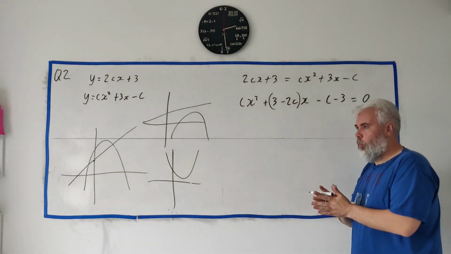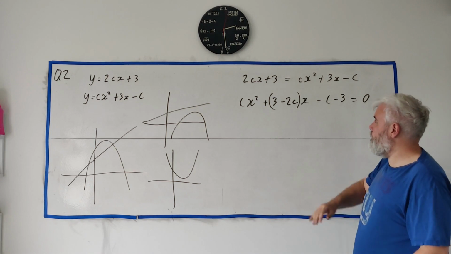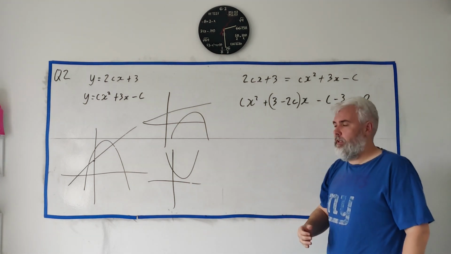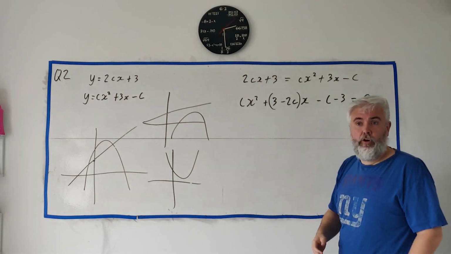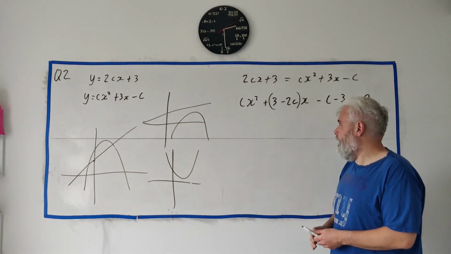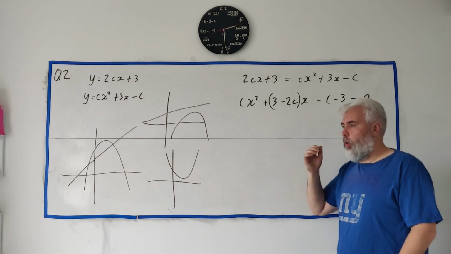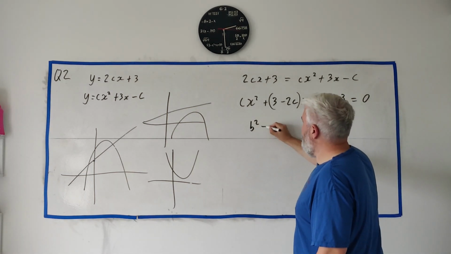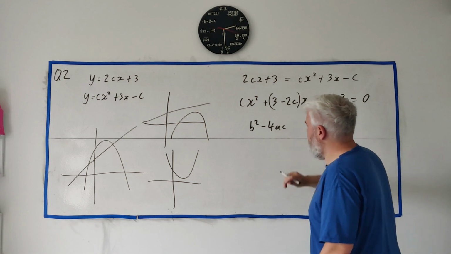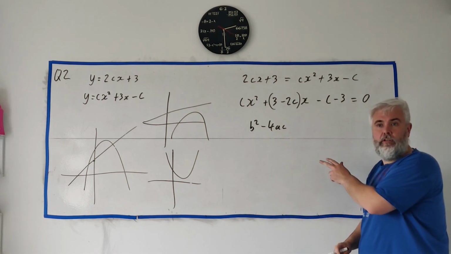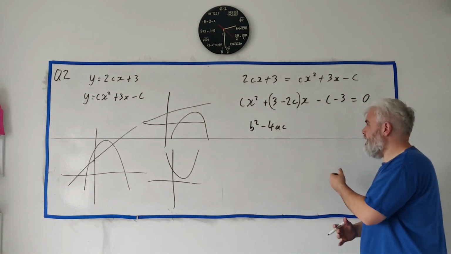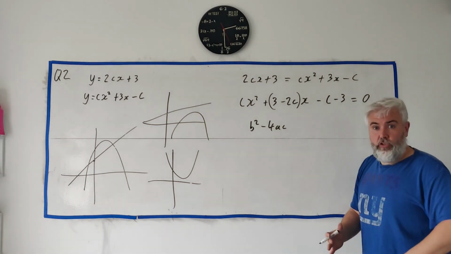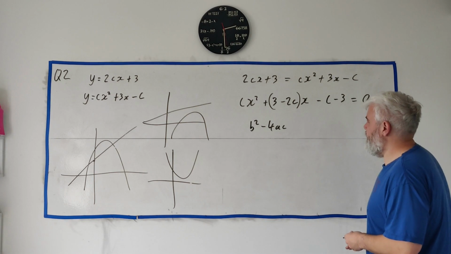So at this point, what you need to do is find out, does this intersect sometimes, never, or all the time? And what you should be thinking is quadratic intersect. You should be thinking b squared minus 4ac. Is it bigger than 0? It intersects. Is it equal to 0? It intersects once. Or is it less than 0? It doesn't intersect.